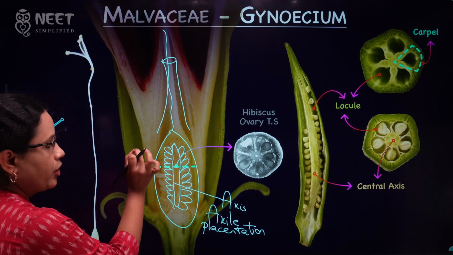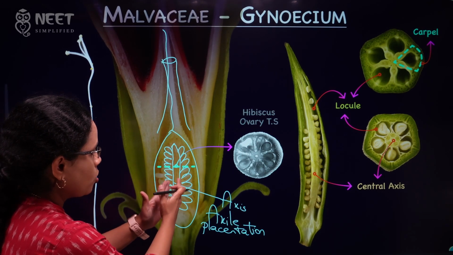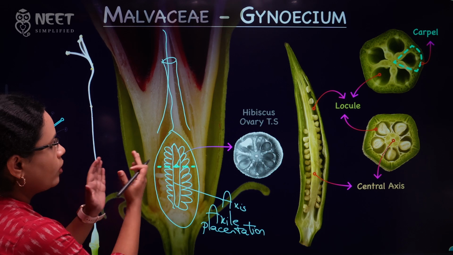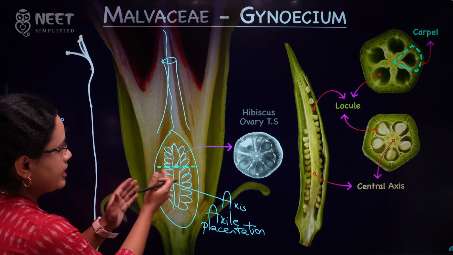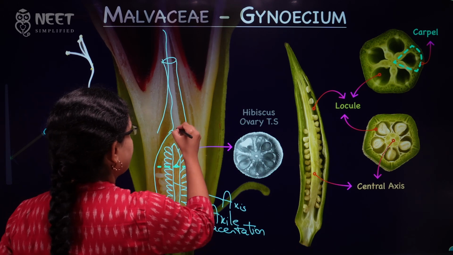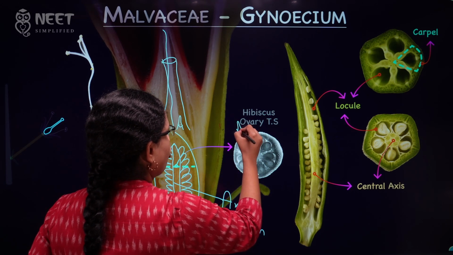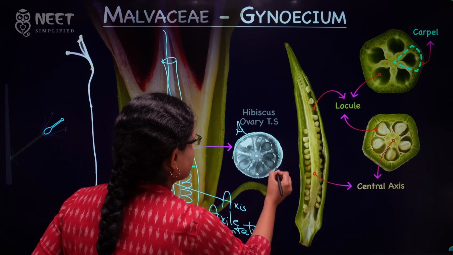Yes, so that's about the ovary with multiple ovules all placed on this axis. But now when you look at it this way, we are not able to understand it clearly. So what we will do, we will take a transverse section. We are going to look at the top view of it.